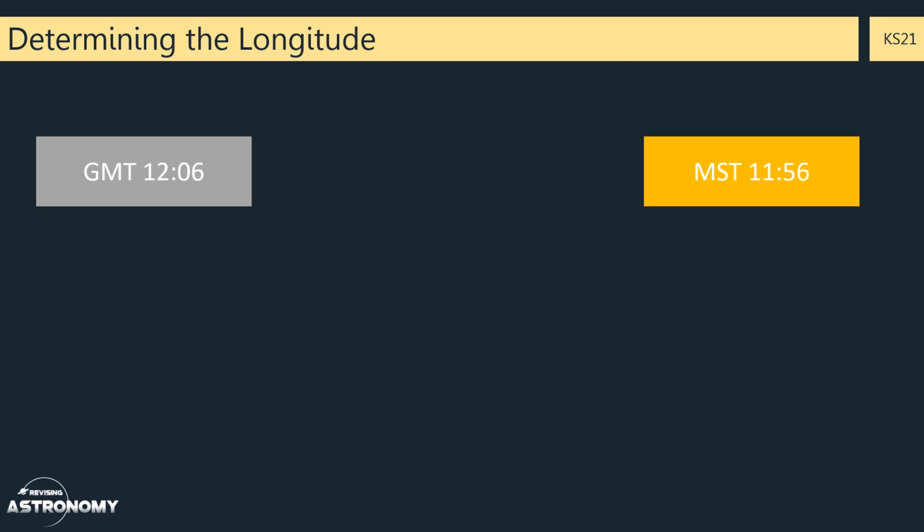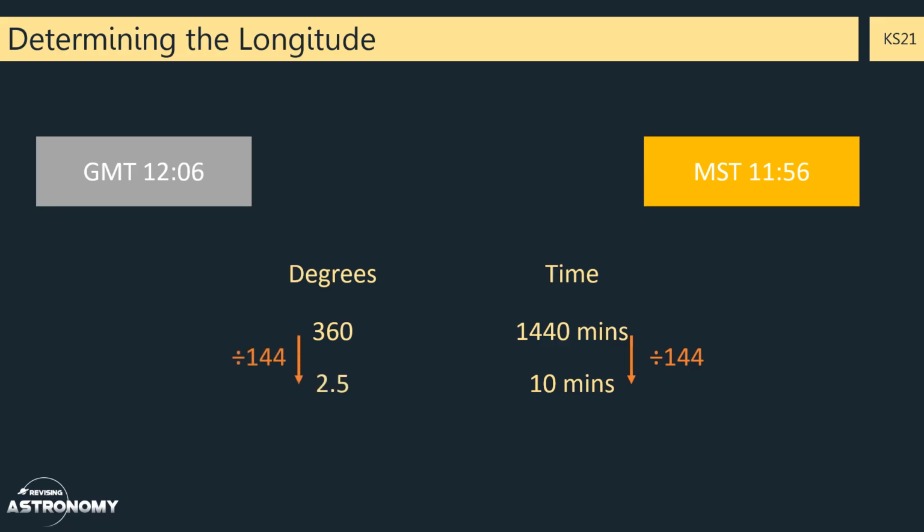And then we can work out how far away we are in terms of longitude. Now we know from earlier that to go 360 degrees round took 1,440 minutes, but we've only got a difference of 10 minutes. So to get from 1,440 to 10, we divide by 144. And what we do to one side, we do to the other. So therefore we know there is a difference of around 2.5 degrees.